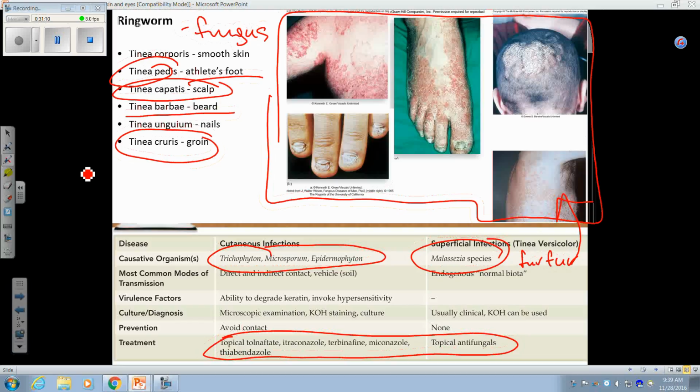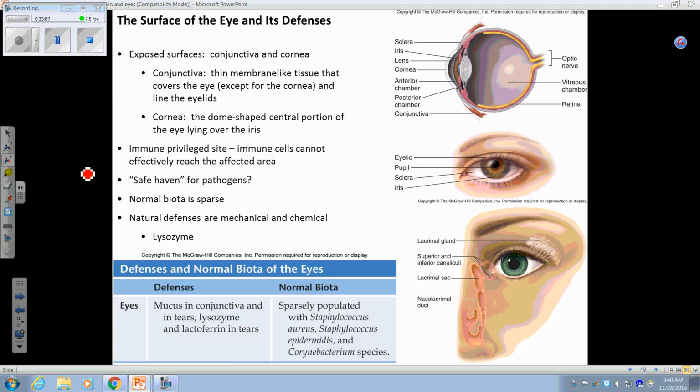Now, as far as I know, they start to treat tile floors in the locker rooms with special compounds that inhibit the growth of the fungus, so limiting the spread. Okay, the eye infections.